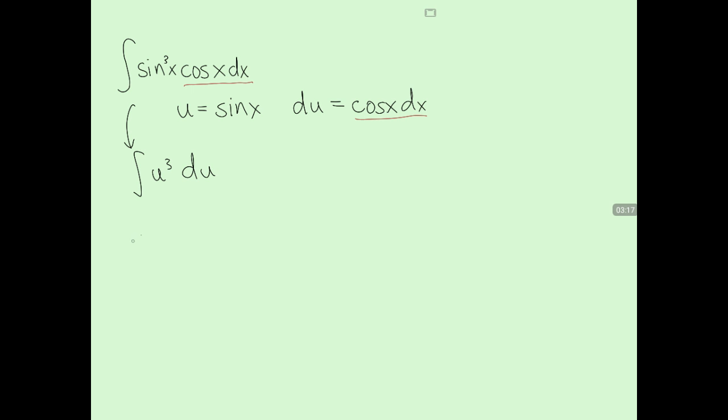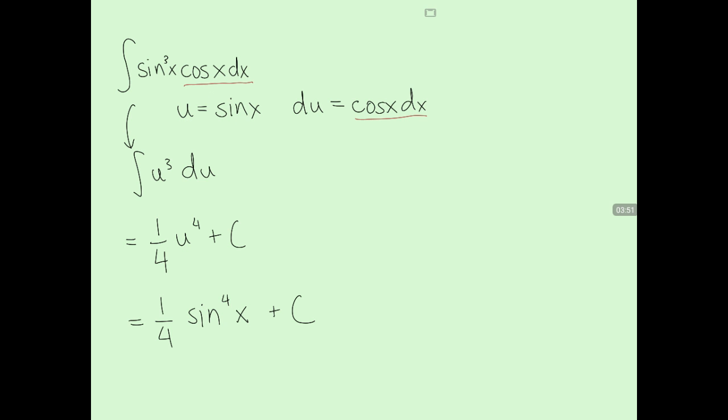So now our integral is again in terms of u, and we can do this much easier than the trigonometric integral. The integral of u cubed is 1 over 4 u to the 4th plus c, and we substitute u, which is sine x. So our final answer is 1 over 4 sine to the 4th x plus c. This will work with any power of sine x.